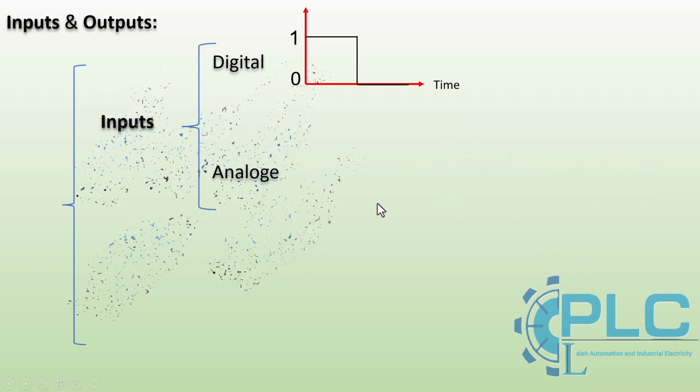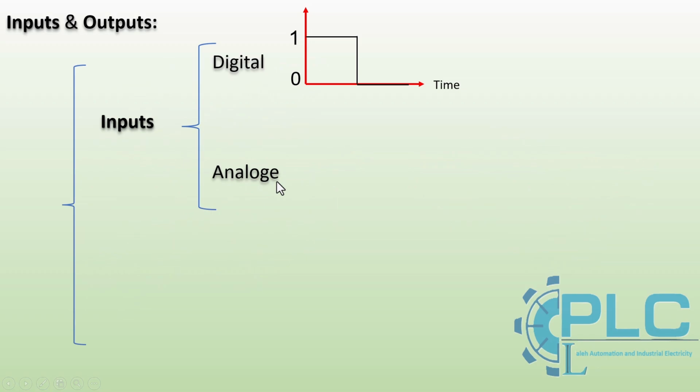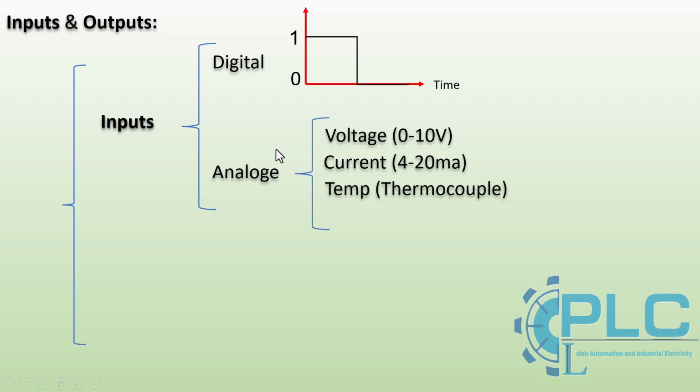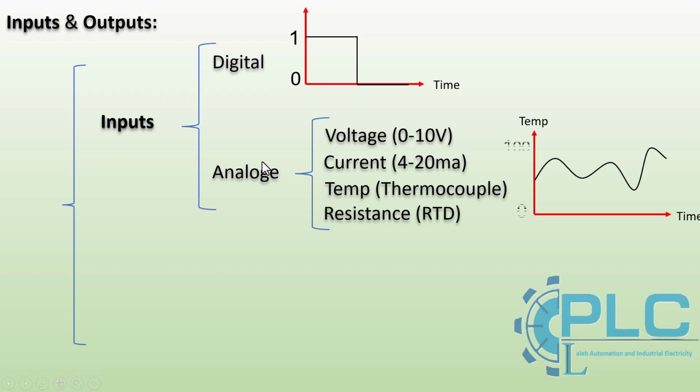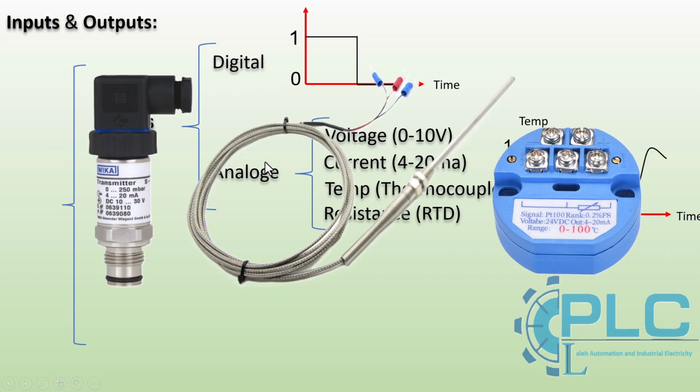Now, let's talk about analog inputs. Unlike digital inputs, which are binary, analog inputs can detect a continuous range of values, allowing the PLC to monitor varying signals like temperature, pressure, or speed over time. Common signal ranges for analog inputs: voltage, typically ranging from 0 to 10 volt. Current, the most common range is 4 to 20 milliamp, which is preferred in industrial environments because it is more resistant to electrical noise and can transmit signals over long distances without losing accuracy.